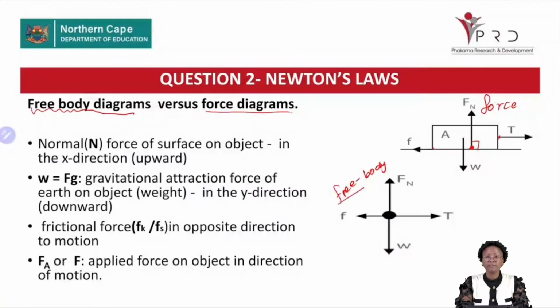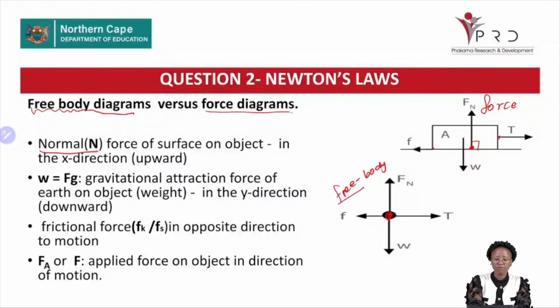However, when you look at the free body diagram here, remember that the object will be represented by a dot, and then all the arrows must be moving away from the dot. As you can see in the free body diagram, we don't really show the exact position of the force. Now remember the two types of diagrams, very important. And for you to be able to write the correct free body diagram or force diagrams, you need to know the different types of forces.